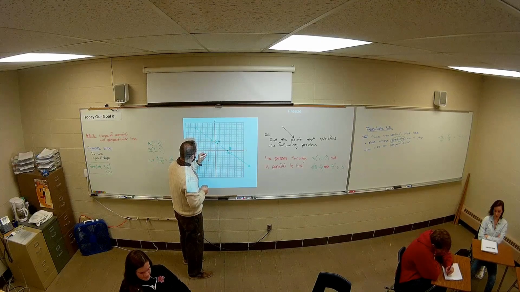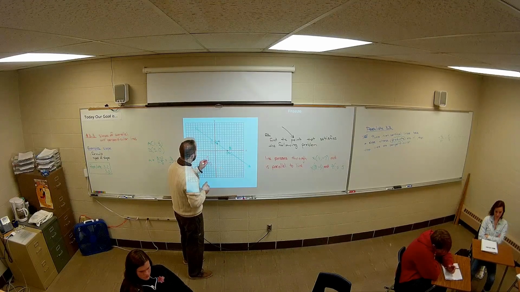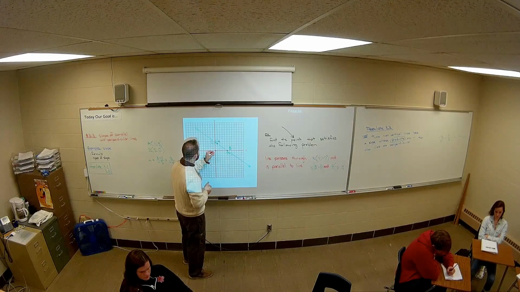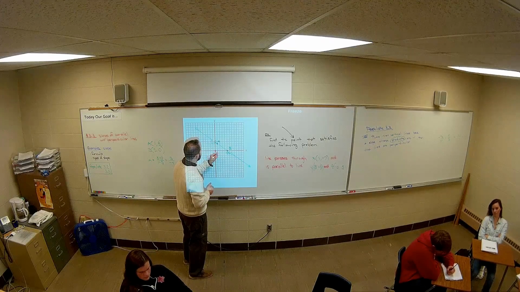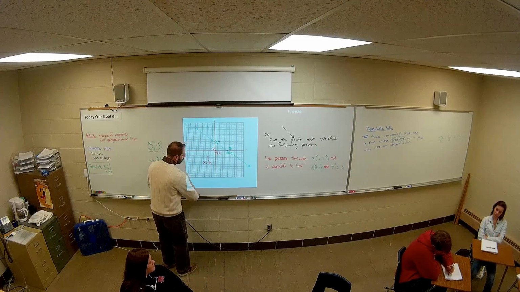So it was -3, -4. Let's call this C. And I need to rise 4, run 3. So that's 0, 0. That'll be my letter D. When I draw this line, you'll see it.